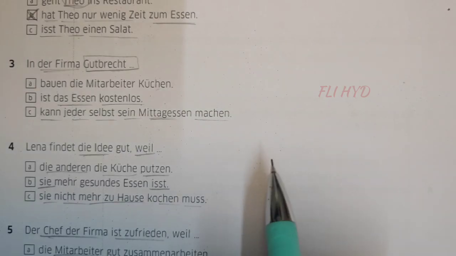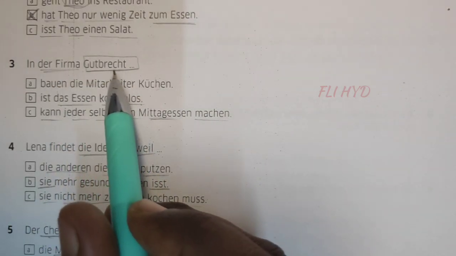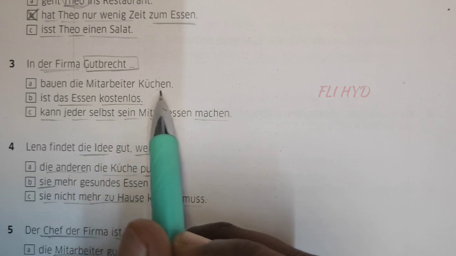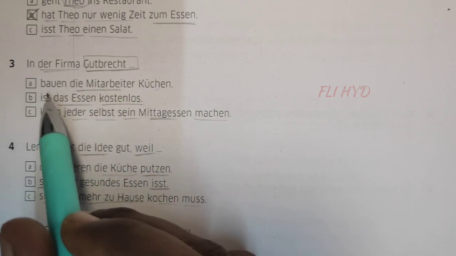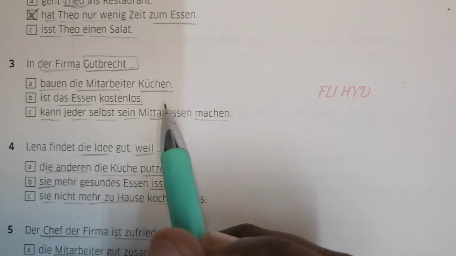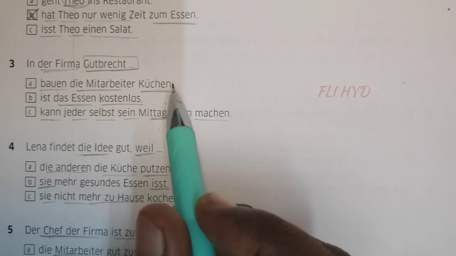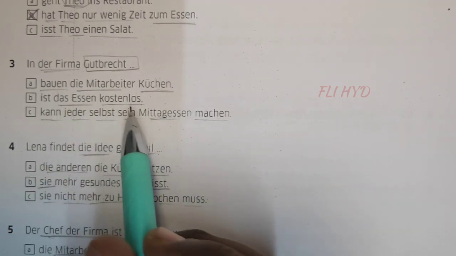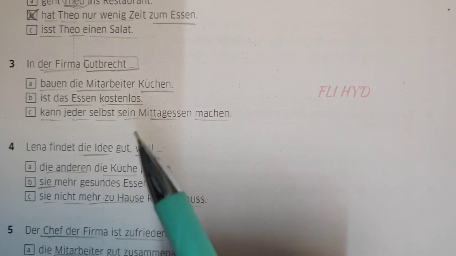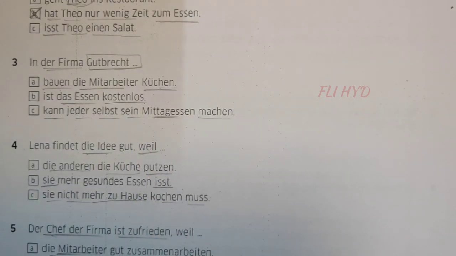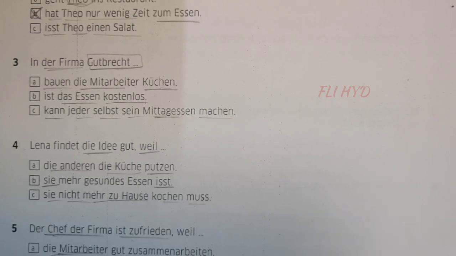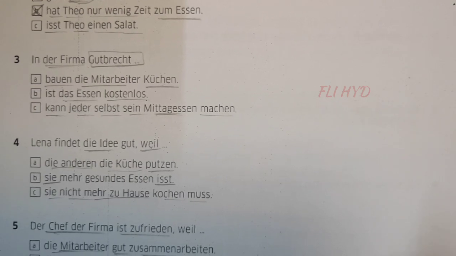Now, see the third one. In der Firma Goethe, in the company Goethe, bauen die Mitarbeiter Küchen. So the employees construct the kitchens. No, the company constructs the kitchens. So the answer is wrong. Ist das Essen kostenlos? Is the food free? No, the food is not free. The employees have to get the ingredients, and they have to cook in the office. So the kitchen you can use for free, but you have to cook on your own, and the food is not free. So you have to get the raw material and the ingredients, and you have to cook on your own.